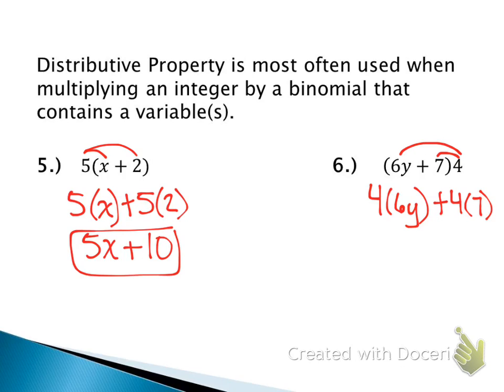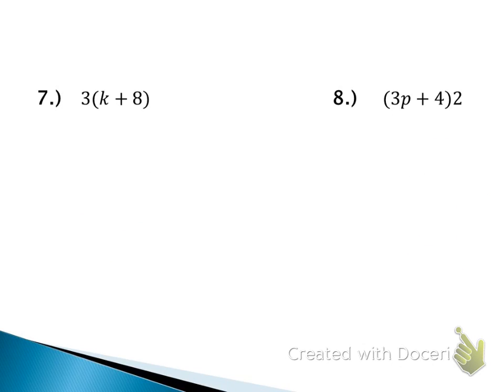Can anybody raise their hand and tell me what 4 times 6y is? Keon? 24y. 24y, very good. Plus, Jeriel? 4 times 7 is 28. It's a good question. We cannot combine those because of the y. They are not like terms, so we leave it alone there. All right, on we go.